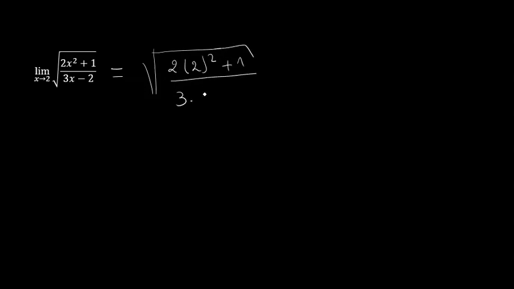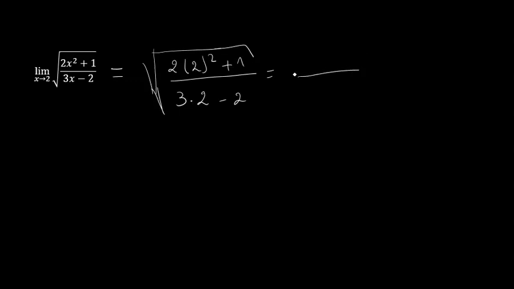The third example I have is calculate the limit of the square root of 2x squared plus 1 over 3x minus 2 when x approaches 2. In this case, we're going to substitute the value of x directly in the function to find the limit. It is equal to the square root of 2 times 2 squared plus 1 over 3 times 2 minus 2.